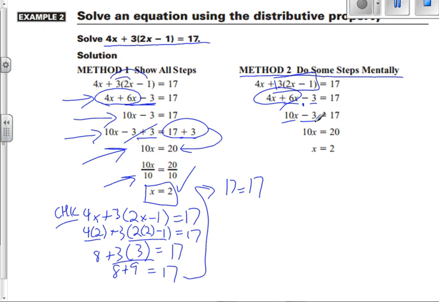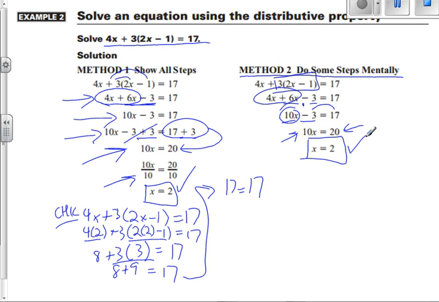I know that I am adding 3 to both sides. That gives me the 20. 10x is the only thing I have left on the left-hand side. And then I know 10 times what number will give me 20. 10 times 2 would actually give me that number. So that's kind of a mental check for you.